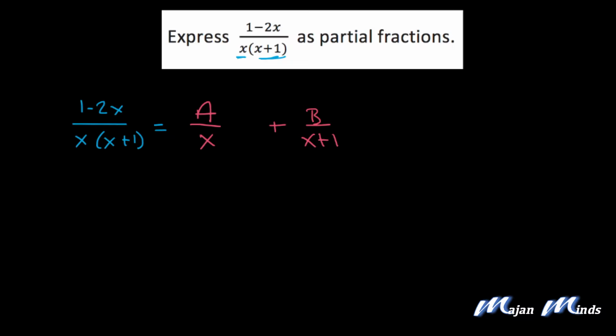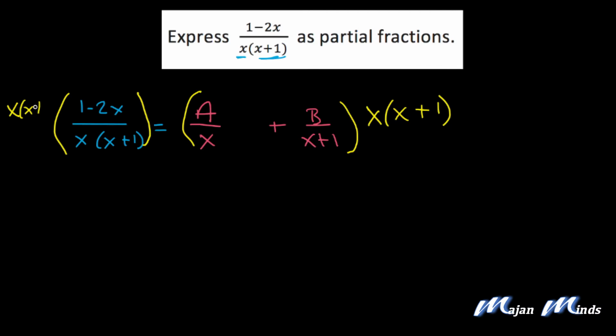Now, there are other methods, but my suggestion is, notice that we created this pink from blue. So we know that this one has an x and this one has an x plus 1. I don't like fractions, so in my first step I am going to get rid of all of these fractions. I'm going to multiply both sides by x times x plus 1.